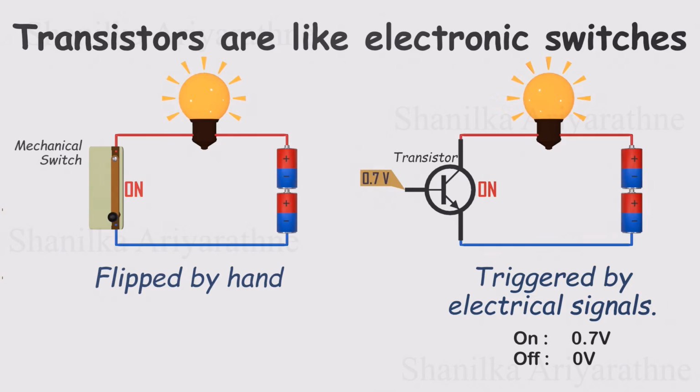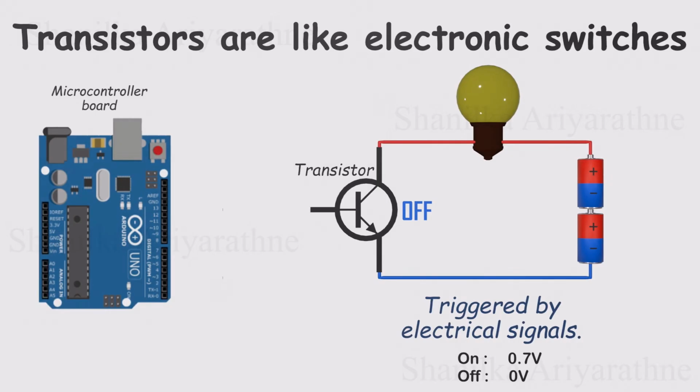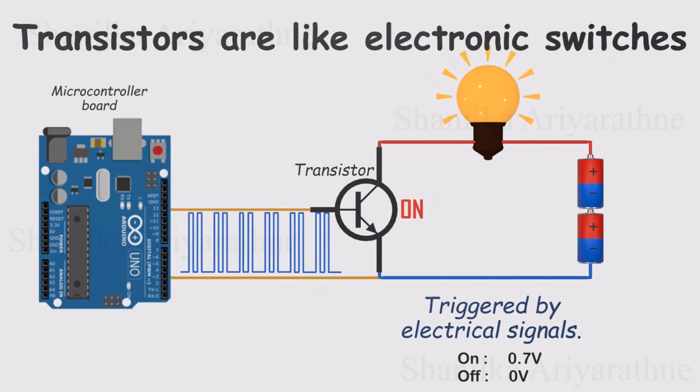So say you want a light bulb to blink in a pattern, you don't need to sit there flipping a switch. Just upload a set of instructions to a microcontroller, and the transistor handles all the switching for you. Perfectly timed and completely hands-free.